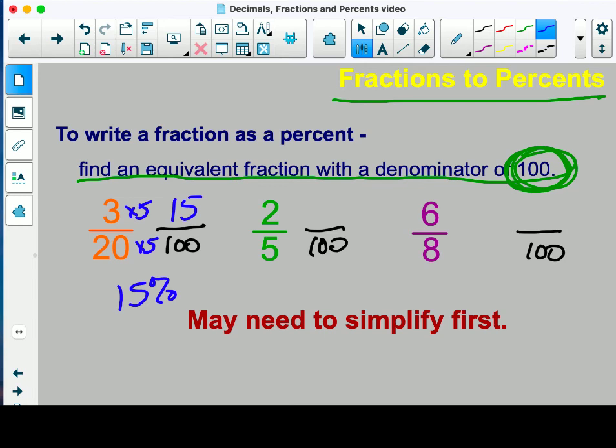To go from 5 to 100, I would multiply times 20. So I'm going to do the same thing up top. 2 times 20 is 40. 40 out of 100 is 40%.